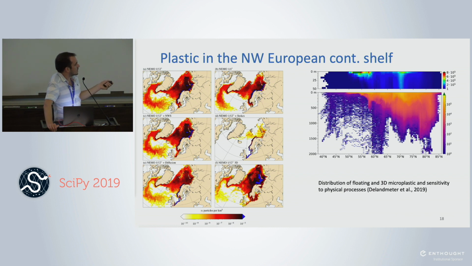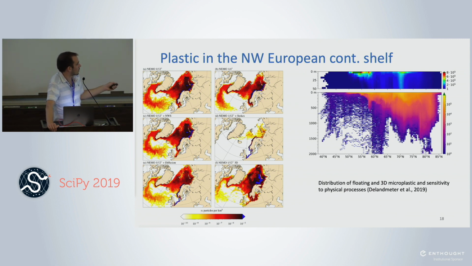Then here we are nesting a small data set within a larger one to see if we could improve the quality in the North Sea region. The effect of Stokes drift, so the effect of the waves which are transporting the plastic at the surface. So here there are a lot of waves going towards the northeast, so it induces much more beaching on the coast. And then some diffusion to account for unresolved processes. And the last one was some 3D runs.